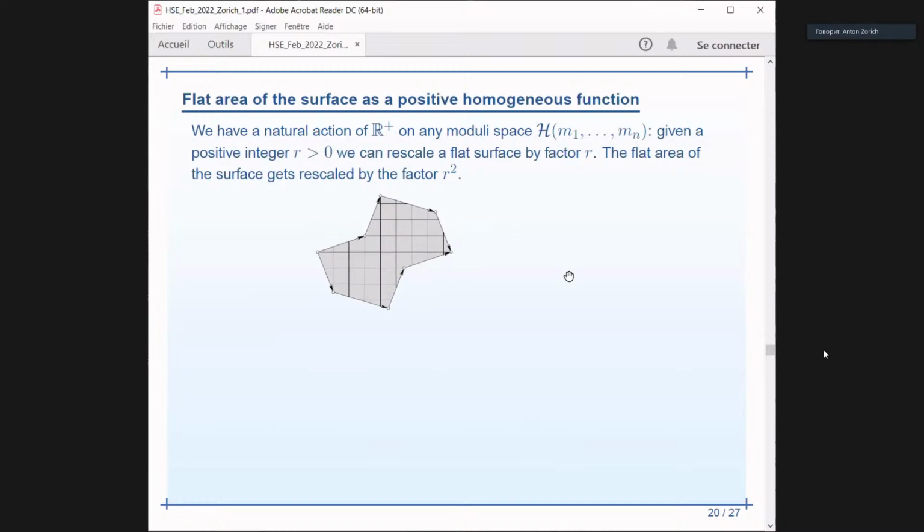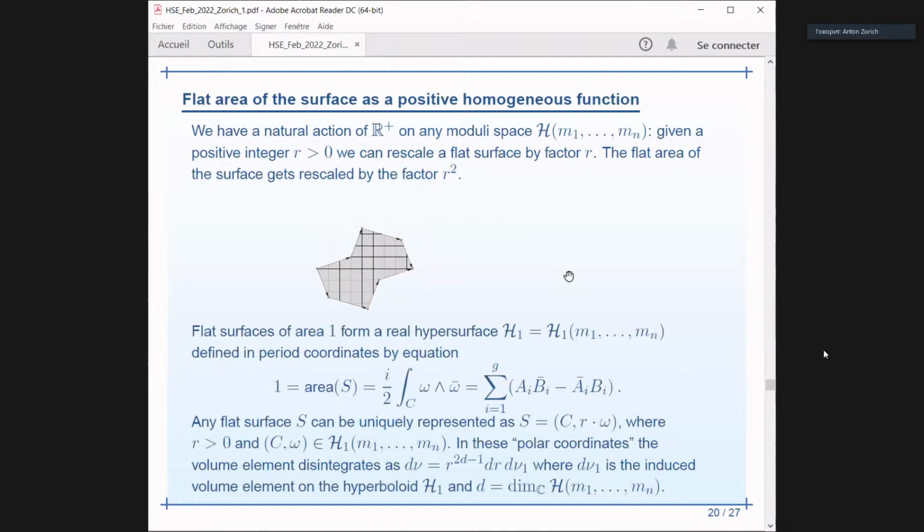We can proportionally contract the surface or expand the surface so that the flat area of the surface becomes equal to 1. And in terms of our form, it's the integral of omega bar up to a factor I over 2. In terms of periods, this is a quadratic expression in terms of periods. So in this way, we can define a unit ball. We can consider flat surfaces of area at most 1.